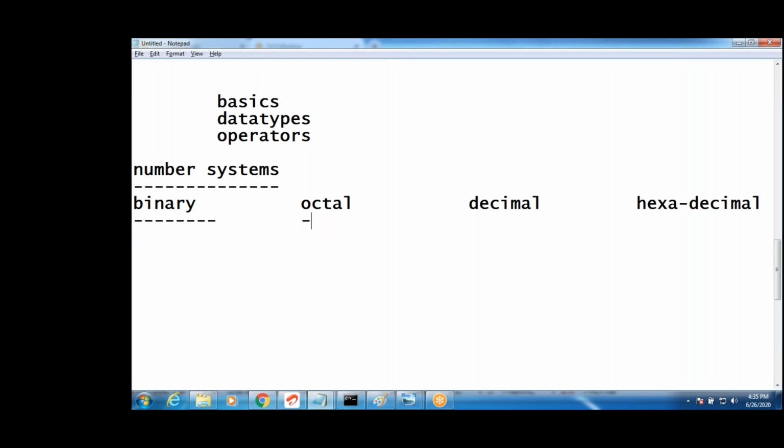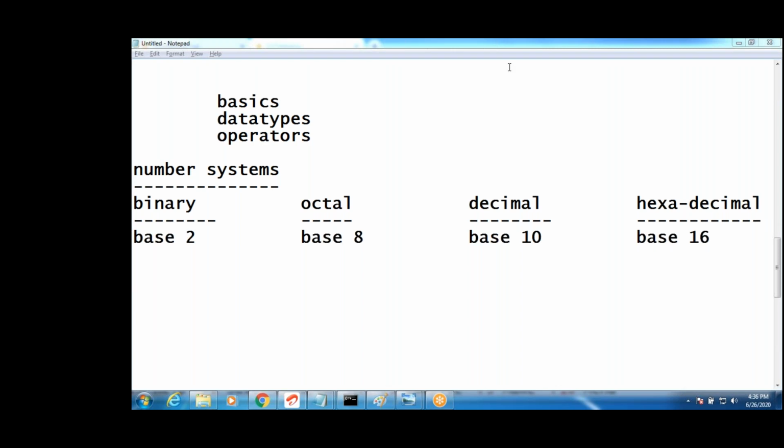Binary, octal, decimal, and hexadecimal. Yeah, binary means what? Base 2. Octal, base 8. Decimal, base 10. Hexadecimal is base 16. Okay, we have numbers right: binary, decimal, octal, hexadecimal. 4 kinds of numbers we have.